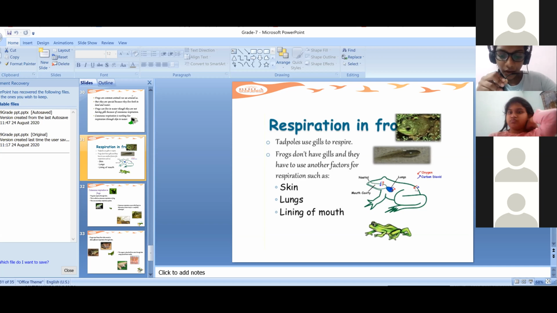Frogs have a pair of sac-like structures as lungs. Frog uses its throat to pump air into the lungs. The throat moves down and then moves up, forcing air into the lungs of the frog. Frog breathes through its lungs when on land.